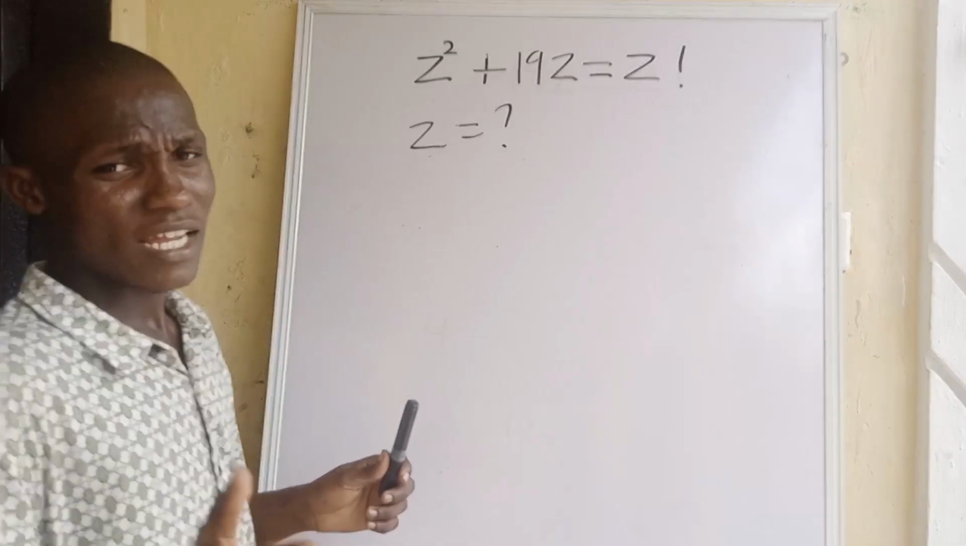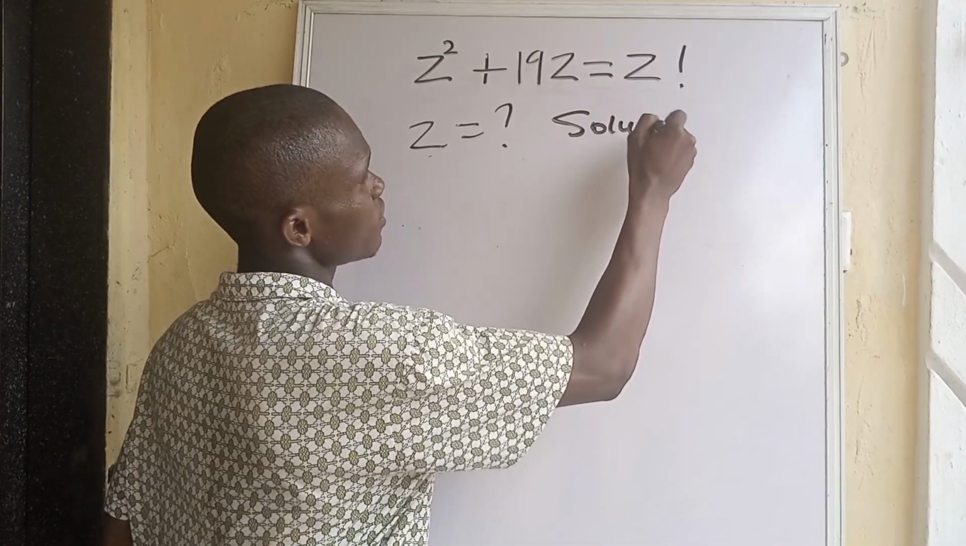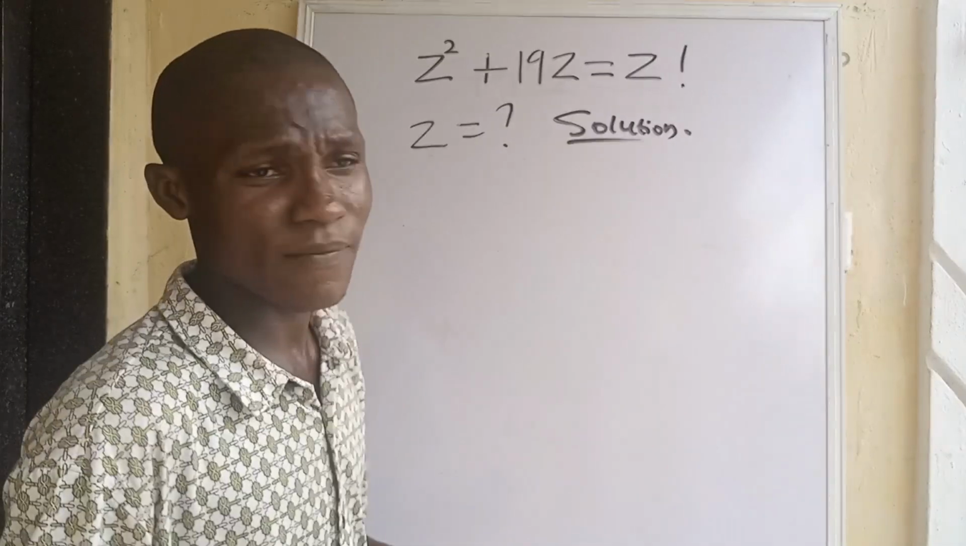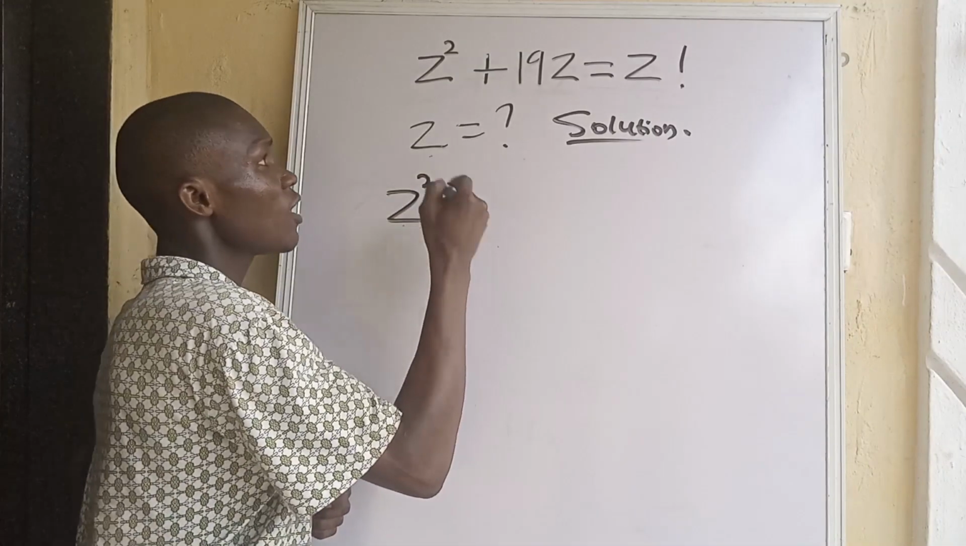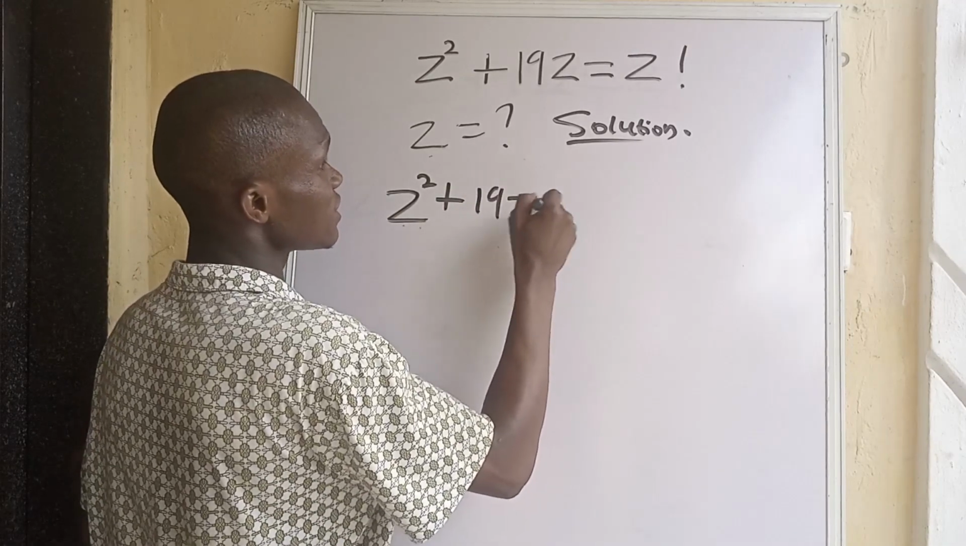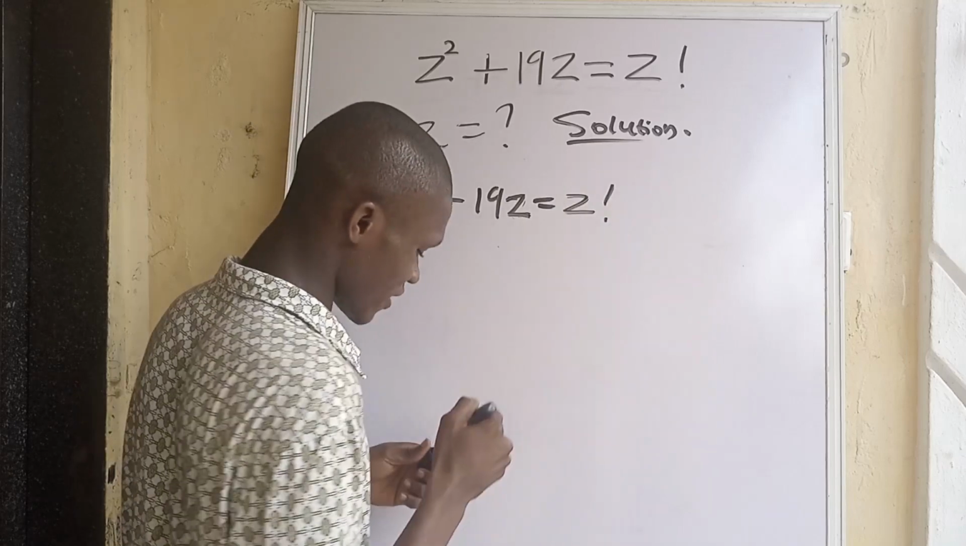Having said and done, we can say solution. Then we can simply write down our question, which says z to the power of 2 plus 19z equals z factorial.